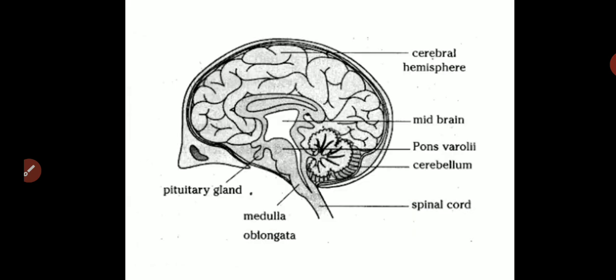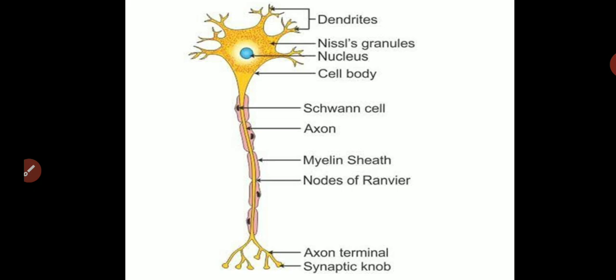This is a diagram of a cross section of a brain. Please study this diagram and its labelings properly. You never know, this can be asked for drawing or even for labeling. And the same thing with the nerve cell. This is important for drawing.